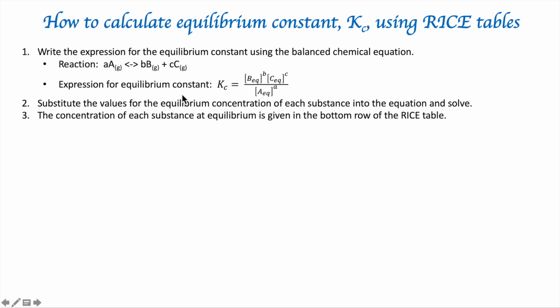So the expression for the equilibrium constant here would be: the constant is equal to your products, B raised to the power of b, C raised to the power of c, over A raised to the power of a. And the EQ here is basically just any type of substance, so don't worry too much about it, because it's sub EQ. This stands for equilibrium. So substitute the values for the equilibrium concentrations for each substance into the equation and solve. The concentration of each substance at equilibrium is given in the bottom row of the ICE table.